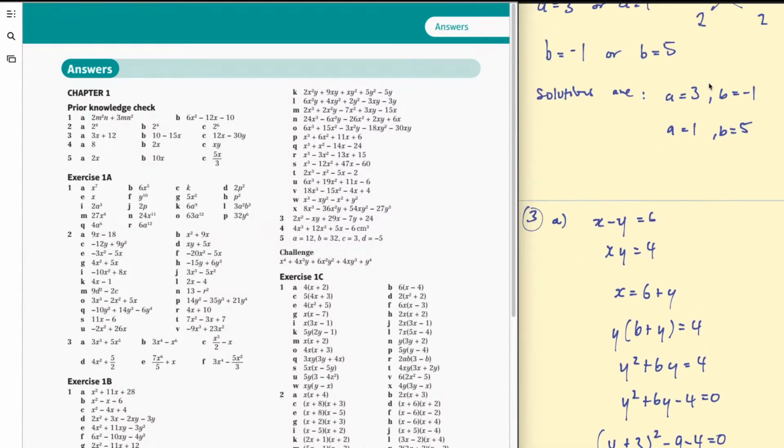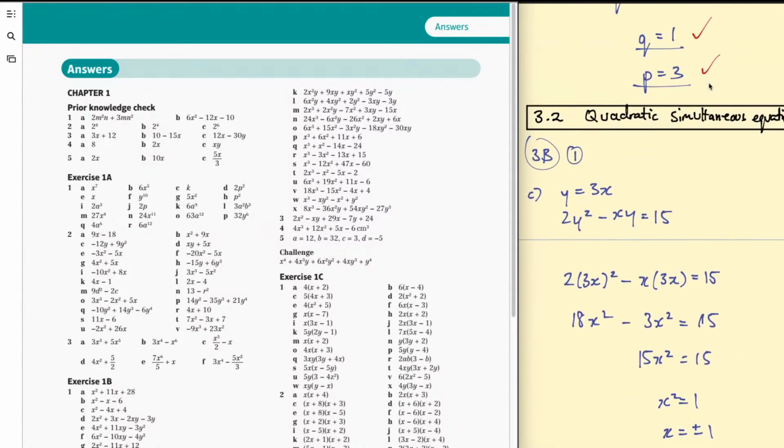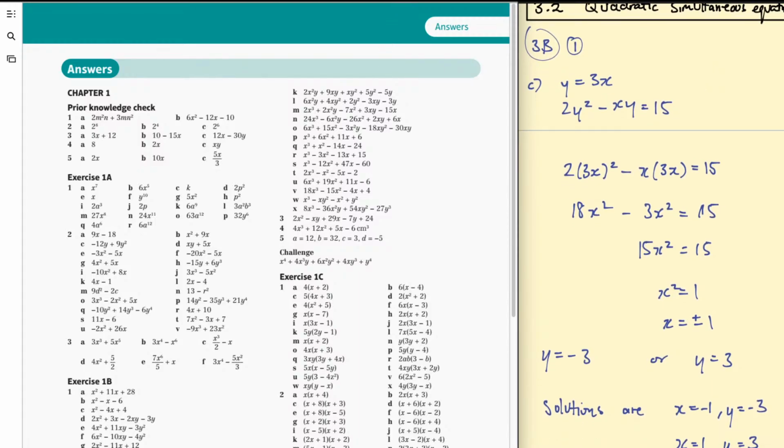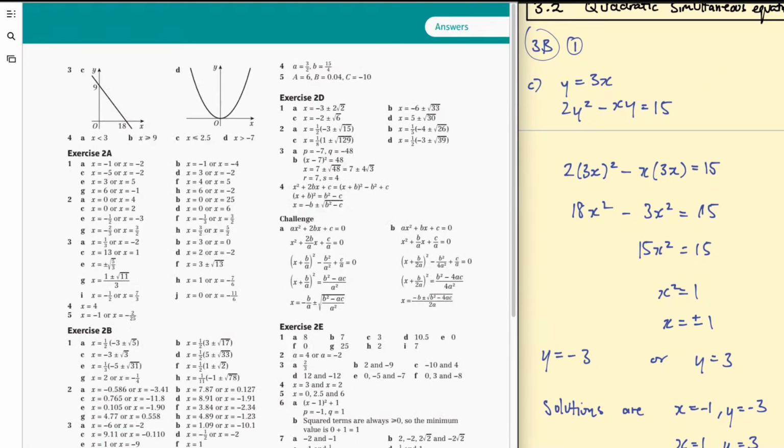This was 3b. And we can check all of the solutions at this point.